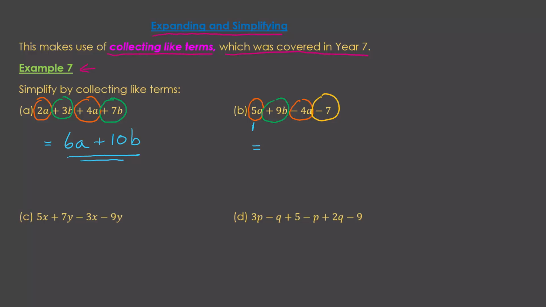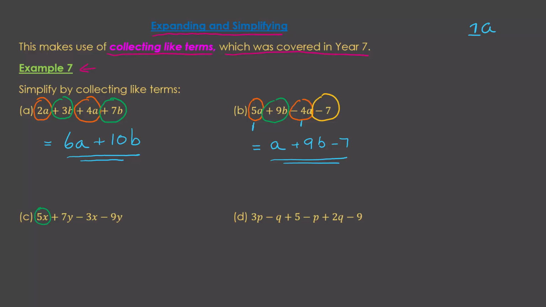I've got 5a, take away 4a. Well, if you have 5 of something and you take away 4 of them, you're just left with one of them. So that's just a single a. Remember, we write a and not 1a. The b's, well, there's only one of those, so there's no simplification possible. And I just have 9b. And the numbers, there's no simplification possible there because I've just got the negative 7. And so it just carries on as it is.